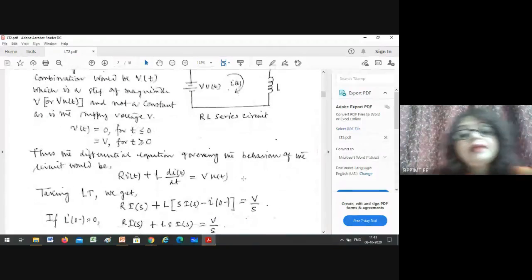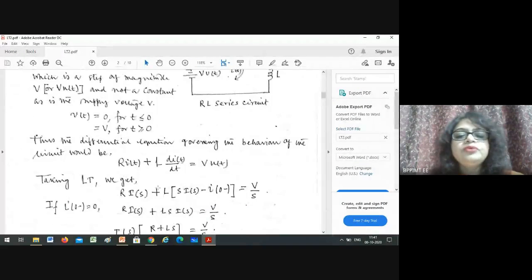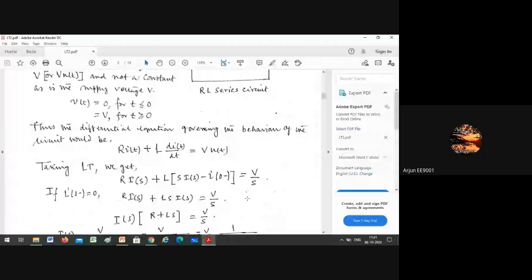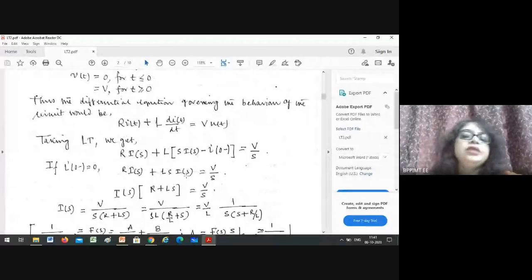Now if we take the Laplace transform on both sides, what will be the result? R I(s) plus L[s I(s) minus i(0-)], this is the differentiation theorem, right? I think you remember that. V u(t), here the only variable is i. So this is constant. Any type of constant, Laplace of that, what will be the answer? That constant divided by s, V by s here, right? Yes, ma'am. So R I(s) plus L s I(s) equals V by s.